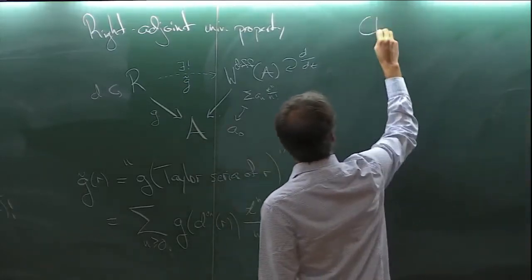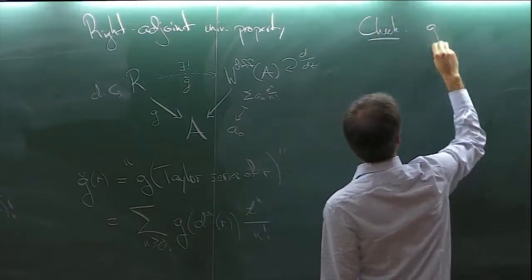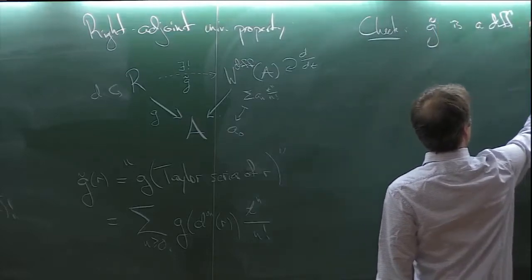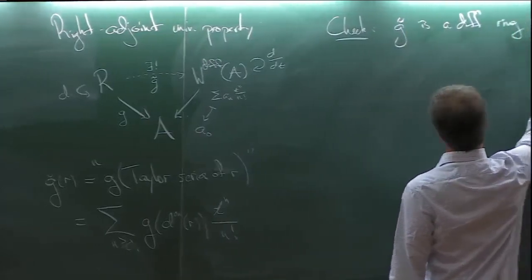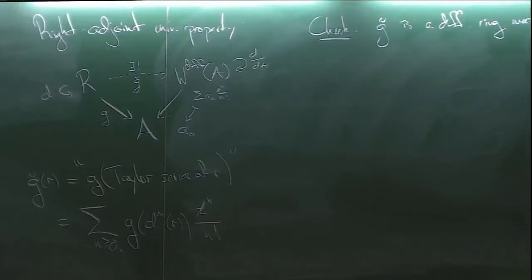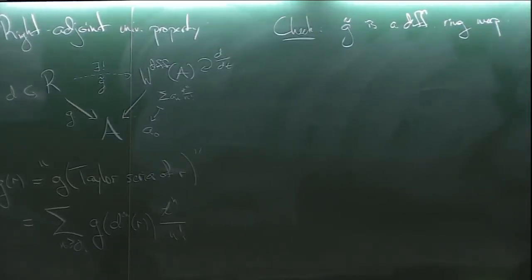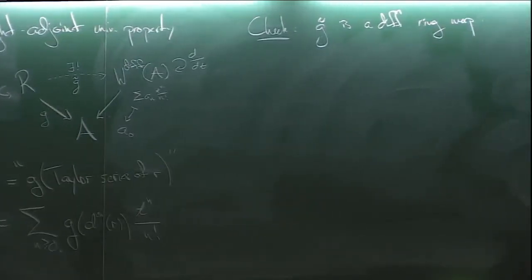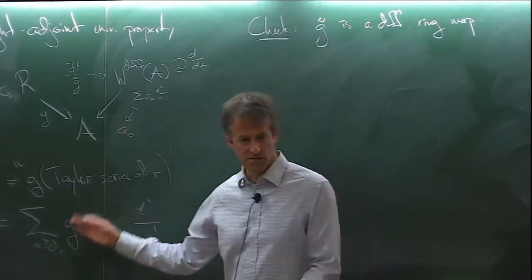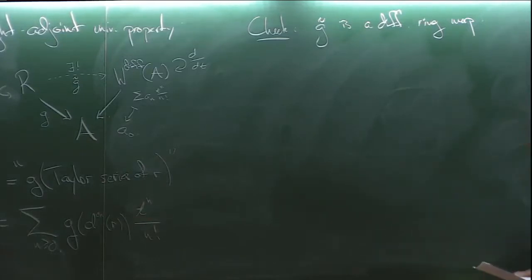Okay, so one needs to check that G tilde is a differential ring map. I claim that this is obvious. Basically, it boils down to the fact that the Taylor series of a product of functions is the product of their Taylor series. The Taylor series of a sum of two functions is the sum of their Taylor series. The Taylor series of a derivative of a function is the derivative of the Taylor series of the original function. Of course, you know all that well from analysis, but it's even true formally. So I'll let you check that yourself.